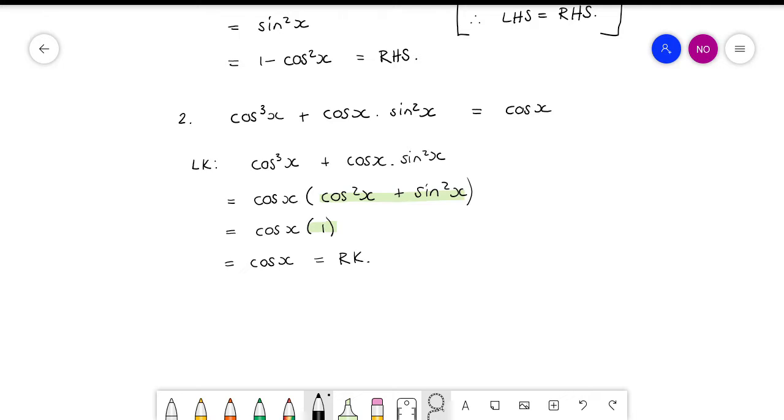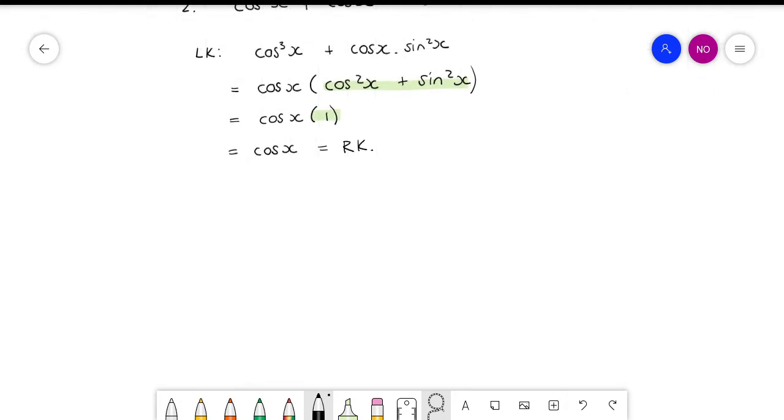Okay, I want to jump to number 5, and that's the last one that I'm going to do with you guys, and then I'm going to give you homework for tomorrow.